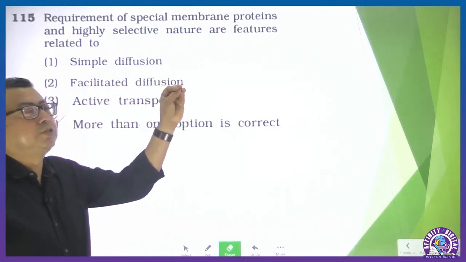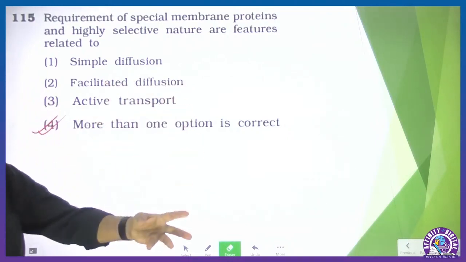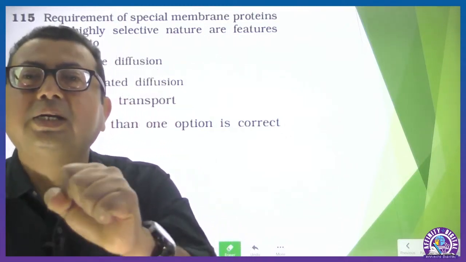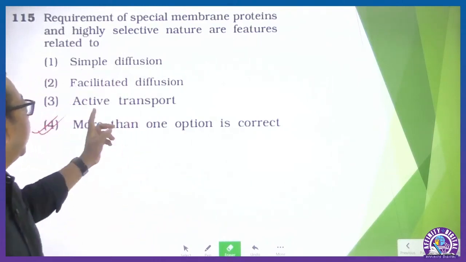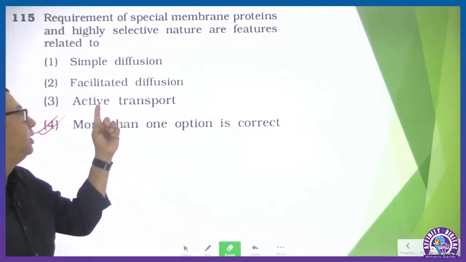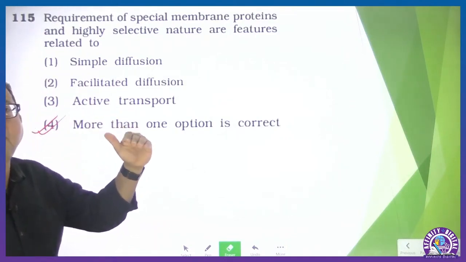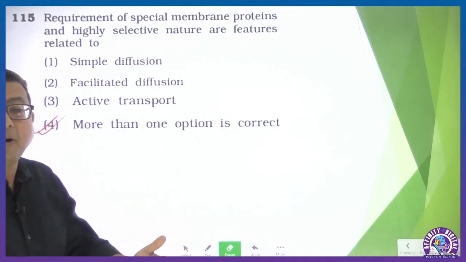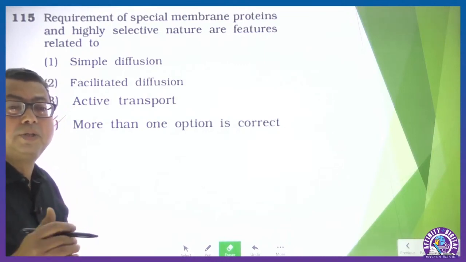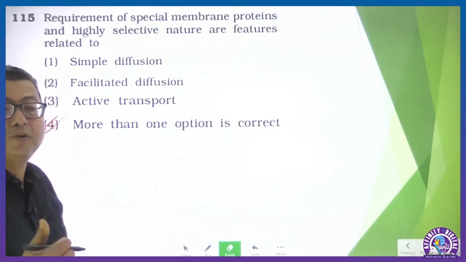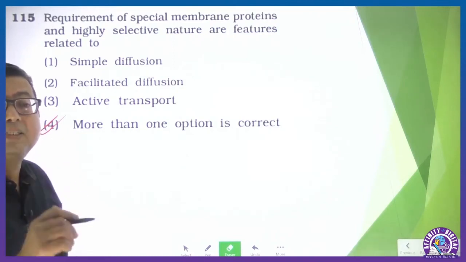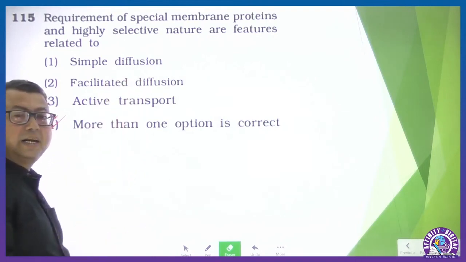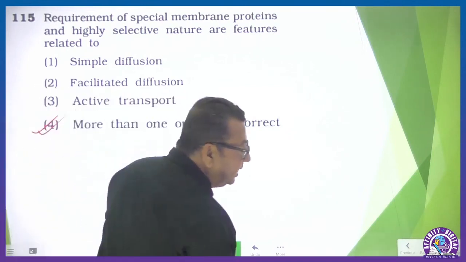Net movement of molecules or ions from the region of higher concentration to the what? Region of lower concentration, facilitated by special membrane proteins of the cell membrane called transport proteins. And active transport is an uphill transport in which there is movement of a molecule or ion from the region of its low concentration to the region of its what? Higher concentration. To move these molecules from the region of low concentration to the region of higher concentration, extra energy is required, as well as membrane protein. And in both cases, membrane proteins called transport proteins are required and they are also highly selective in nature.